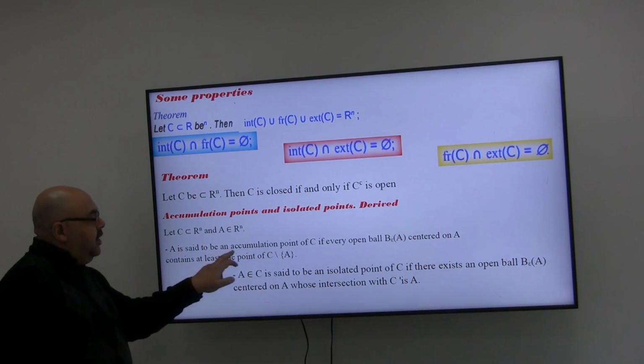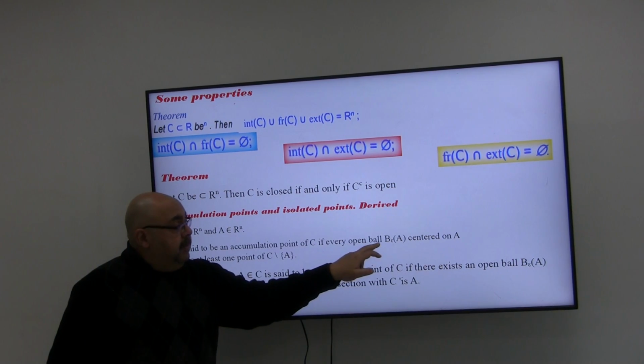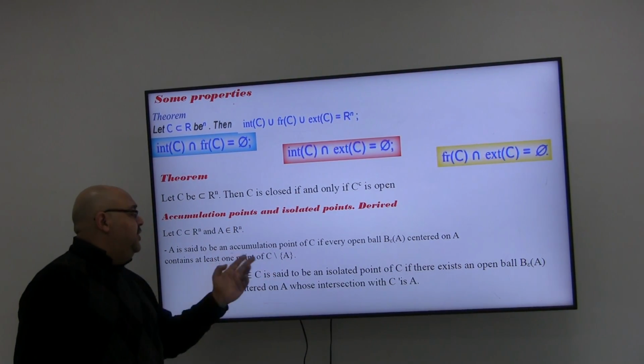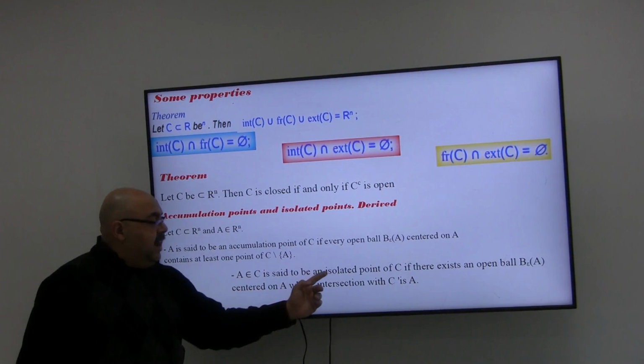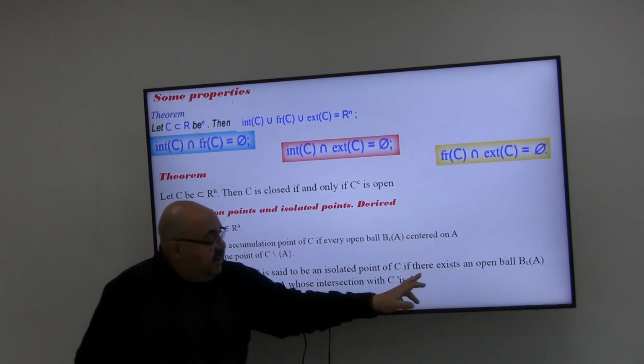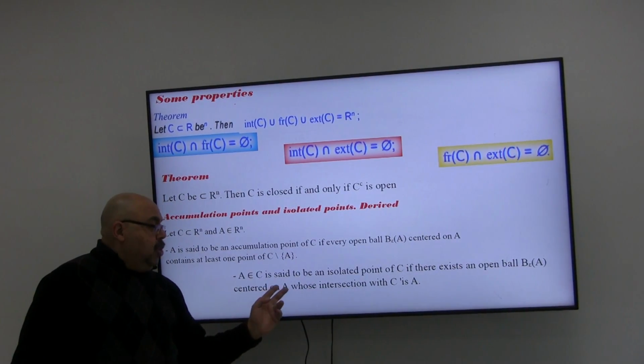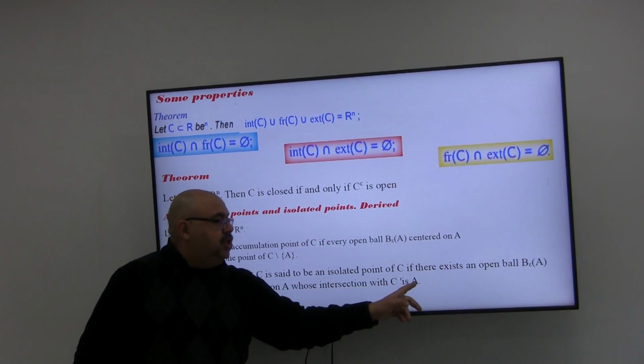A is said to be an accumulation point of C if every open ball around A contains another point other than A. A is said to be an isolated point of C if there exists an open ball around A whose intersection with C is only A.